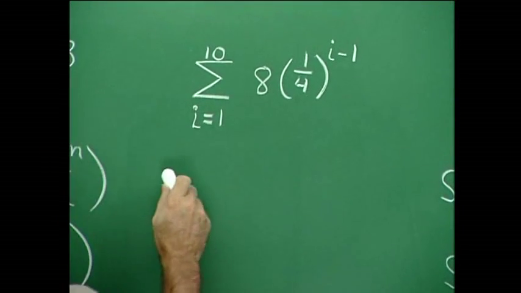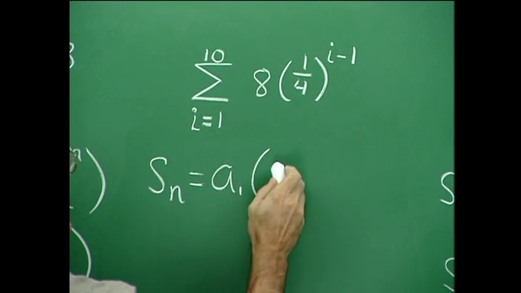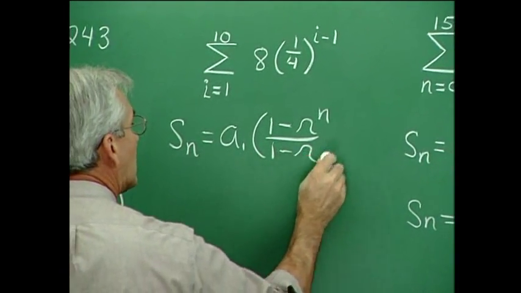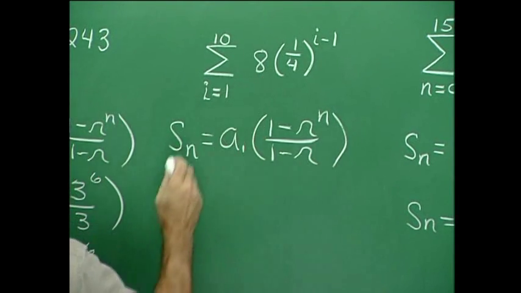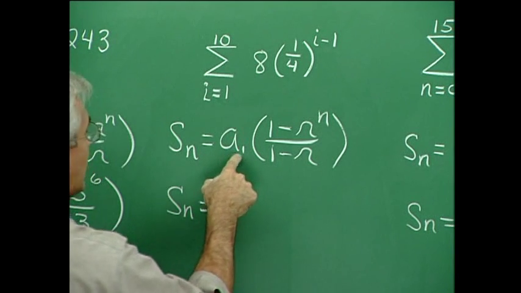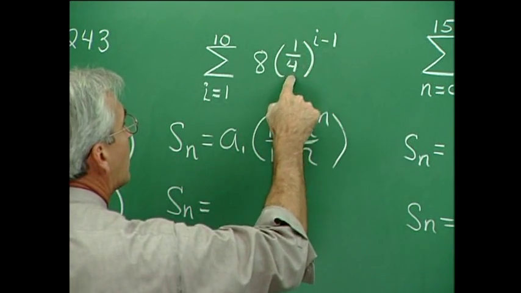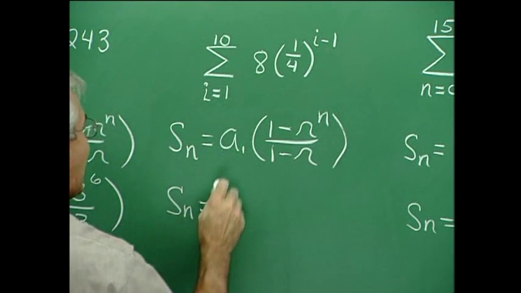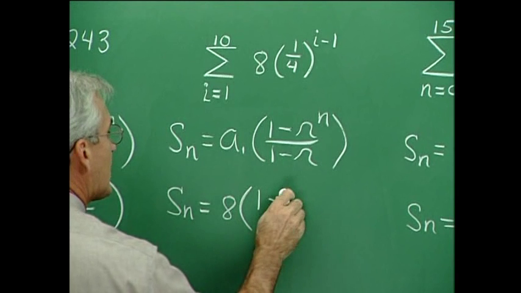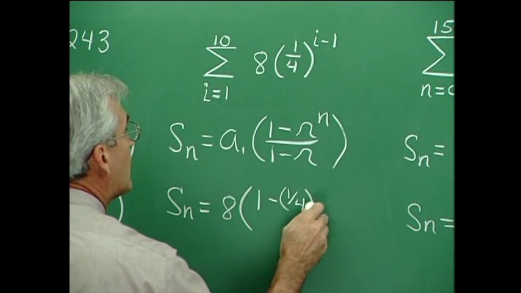All right, we can jump right into our equation here. The sum of n terms is the first term times that strange fraction, 1 minus r to the n over 1 minus r. r is the common ratio, and we know it to be 1/4. So we just pop in information. Now, a sub 1, the first item, when i is 1, we have 1 minus 1, 0. 1/4 to the 0 power is 1, so 8 is a sub 1. And then we have 1 minus, common ratio is 1/4. And 1/4 is to the n power.